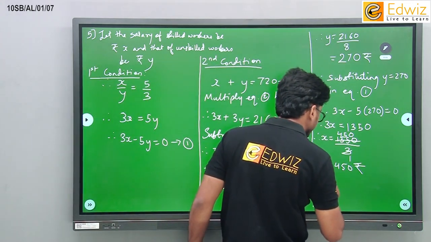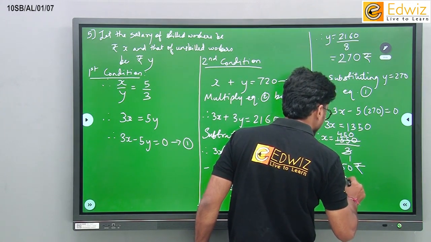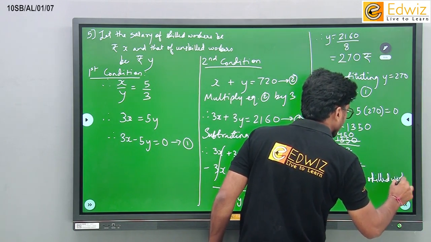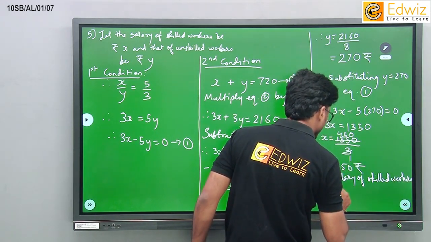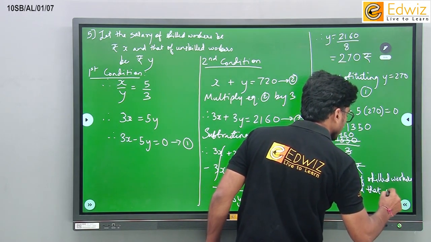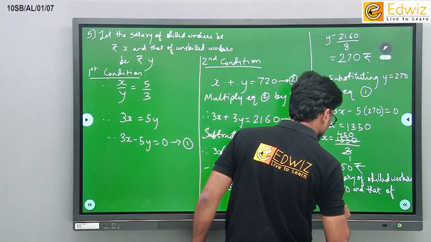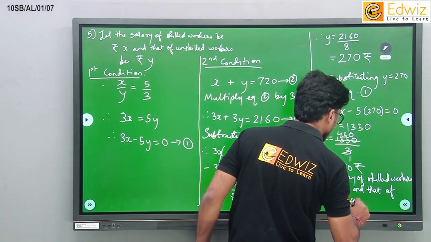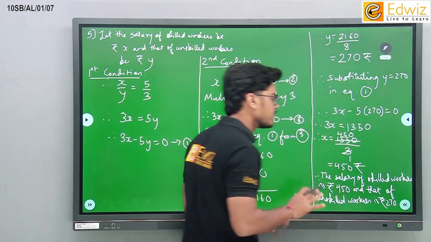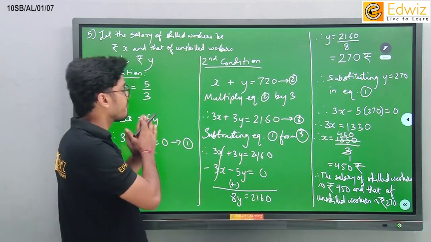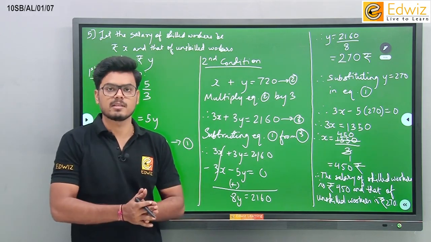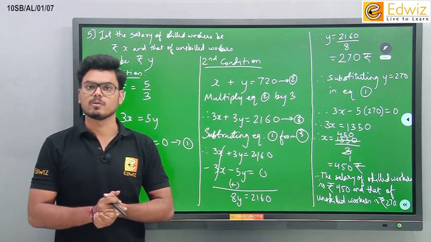So therefore, the salary of skilled workers is ₹450 and that of unskilled workers is rupees 270. Okay, this is the solution for question number 5 of the word problems in problem set 1. So we will move on to the next question. Once you note this down, I'll give you 4 minutes time, then we will continue.